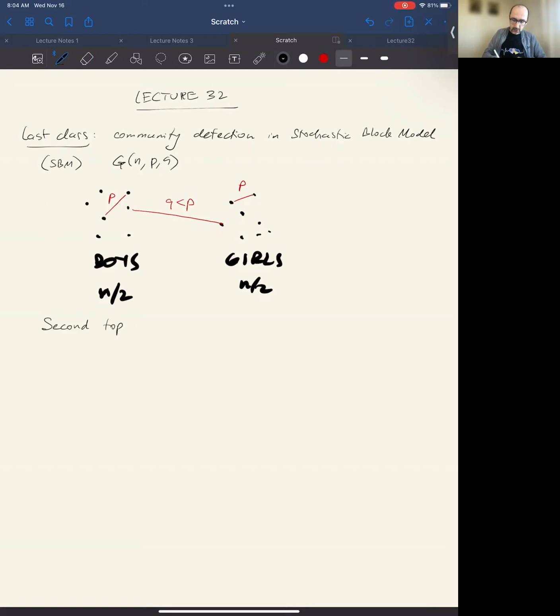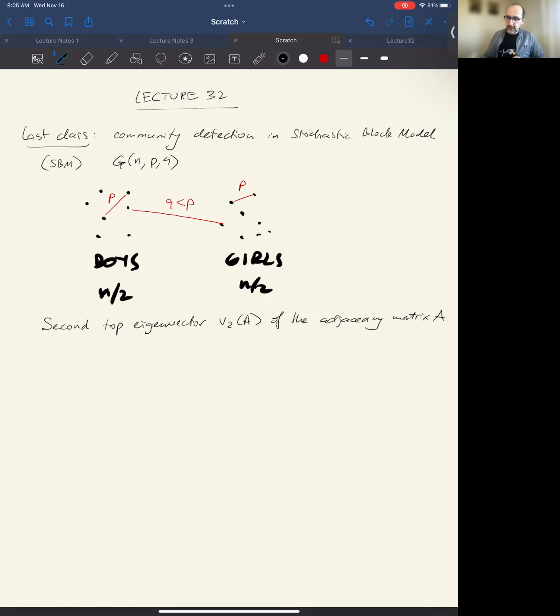The second top eigenvector, v2 of A, of the adjacency matrix A. Remember what the adjacency matrix is, by the way, right? It's just a matrix full of zeros and ones. You put a 1 if vertices i and j are connected, and you put a 0 if they're not connected. So it's a matrix that encodes the graph. That's how you present the graph to the computer, actually.